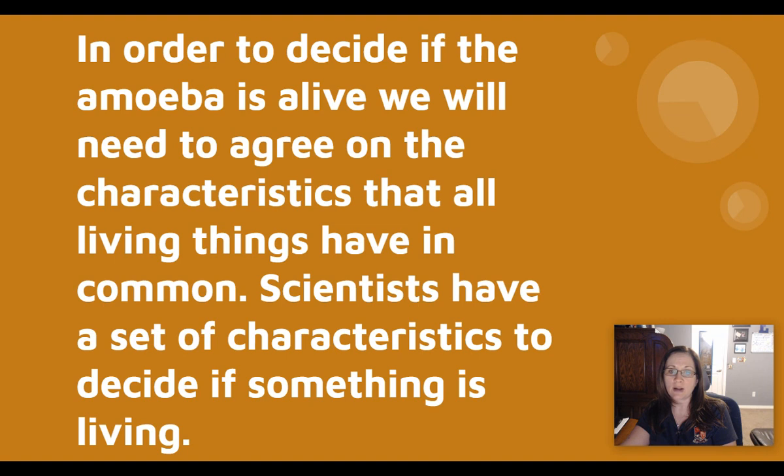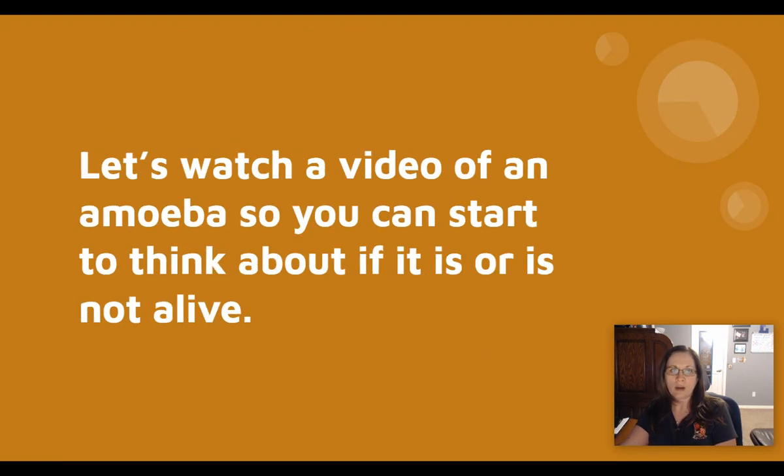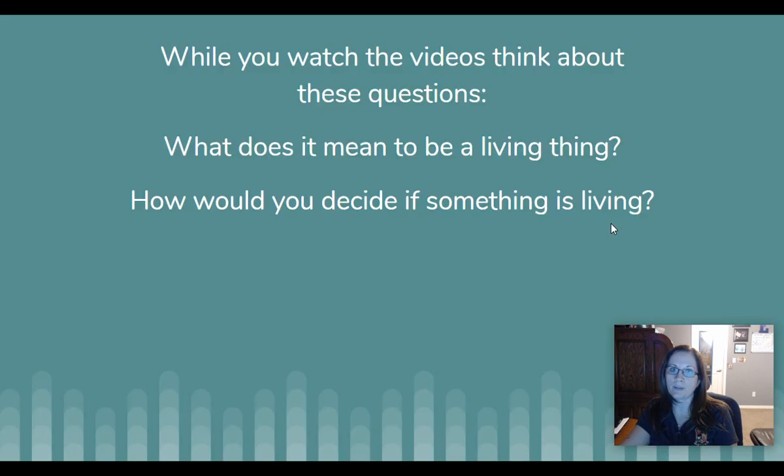Scientists have a set of characteristics to decide if something is living. It might be obvious sometimes, like if you know a rock is not alive and your cat is alive, right? But what's the difference? What makes your cat alive and the rock not alive? Let's watch a video of the amoeba, and you can start to think about if you think it is alive or not alive. While you watch the video, I want you to think about these questions. What does it mean to be alive? And how would you decide if something is living?